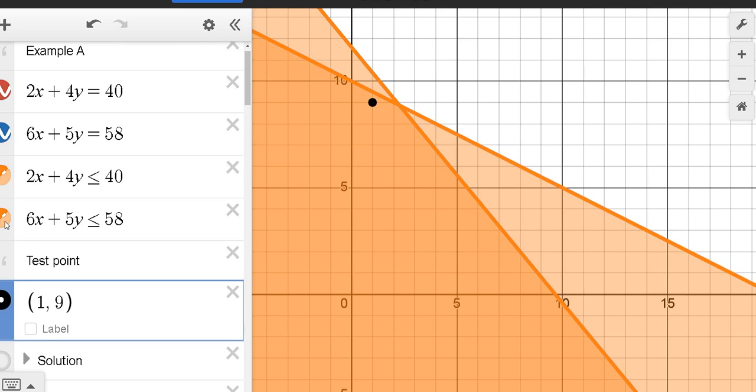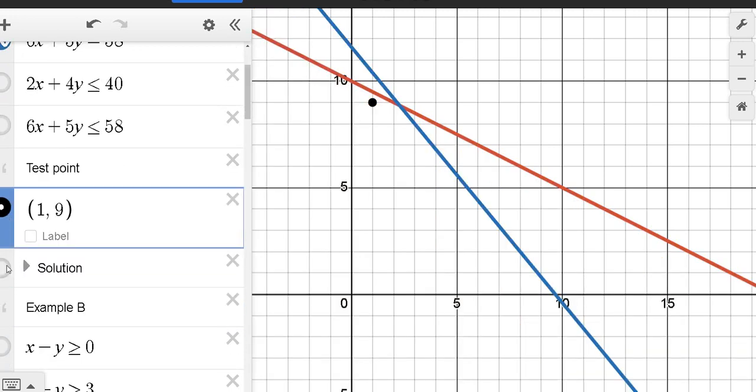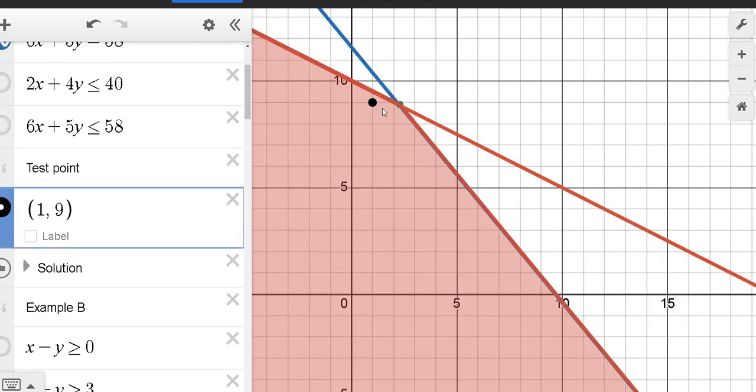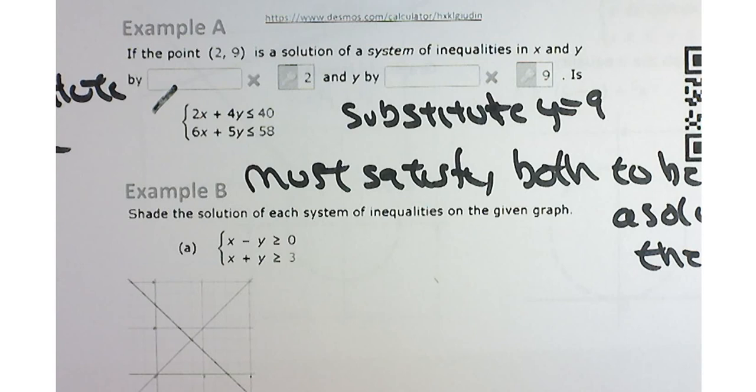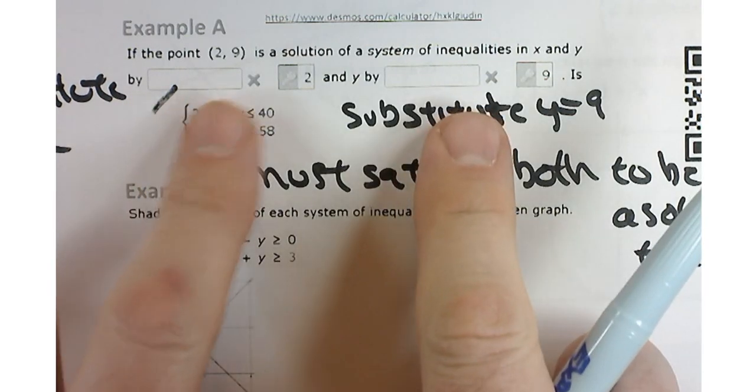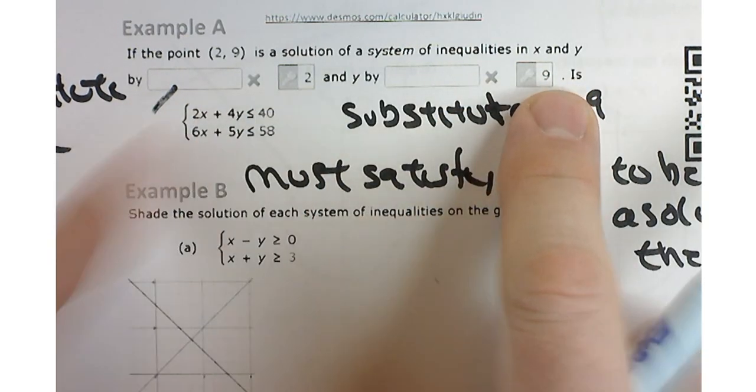Our solution to this system of inequalities is not going to be this big mess here. It's going to be where these things overlap. So that's going to be your solution, is where they overlap. And that's what we're looking for here. Now in that first inequality, all you're looking for is x equal 2 and y equals 9.